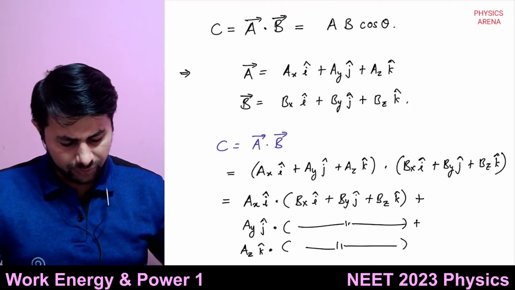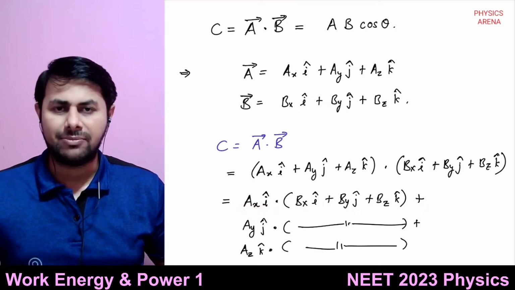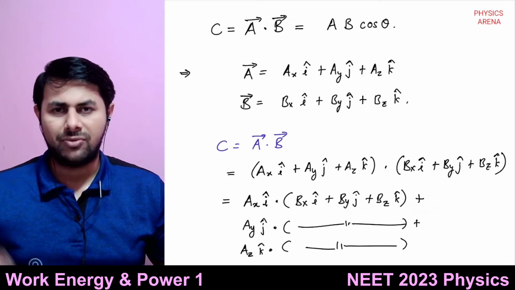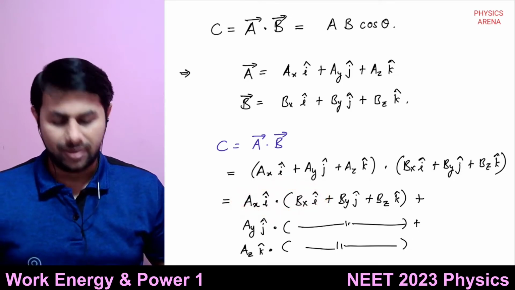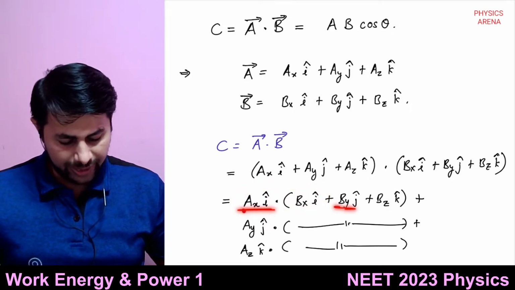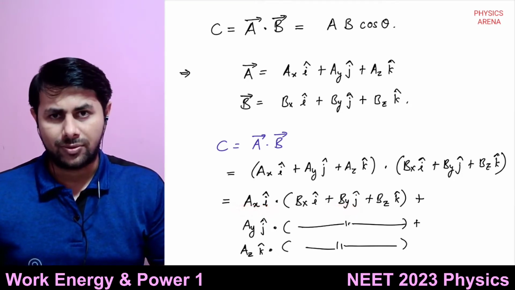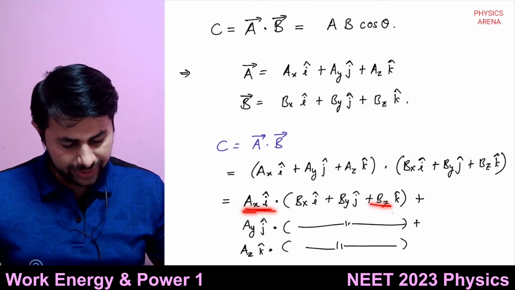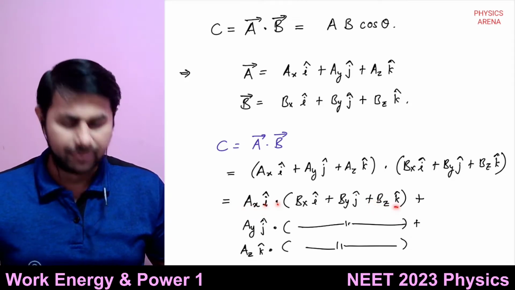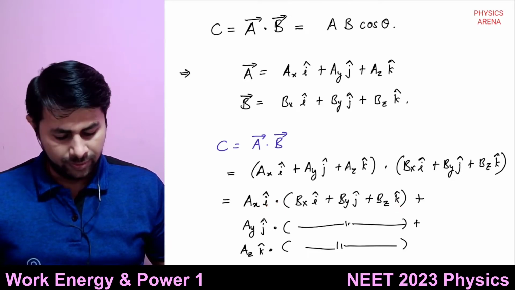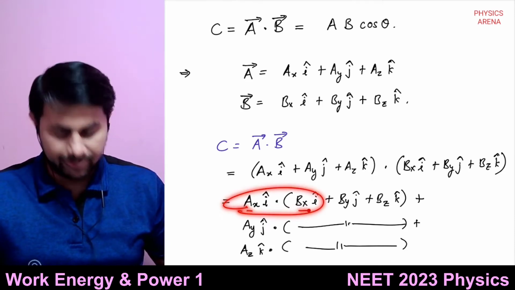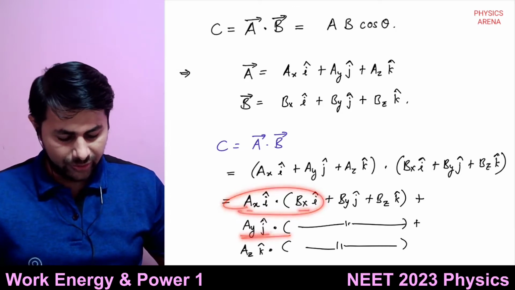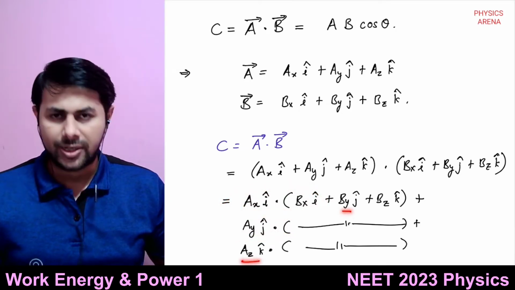Okay, and now we can easily evaluate this bracket. When I multiply ax times i cap with this bracket, which term will survive? Only the first term, ax bx, and i cap dot i cap is 1. When I multiply this with this, it will be ax by i cap dot j cap, which is equal to 0. When I multiply this with this, it is ax bz multiplied by i cap dot k cap, and it is also equal to 0. So only the first term survives from here. So it is ax bx. From here you will have ay by, and from here you will get az bz.